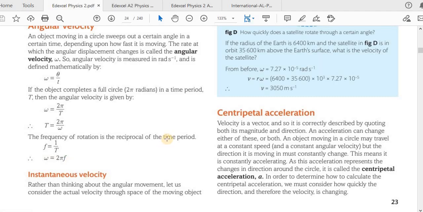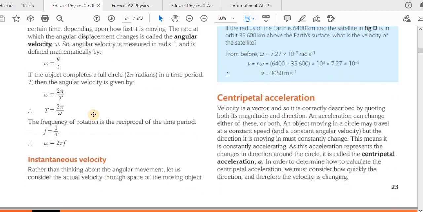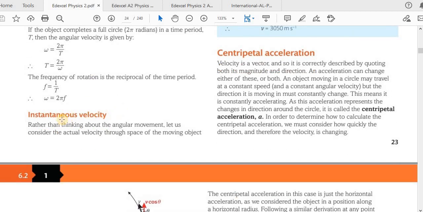Okay, then angular velocity, then instantaneous velocity. So again, from the name itself you can figure out what this is. Instantaneous. Instant means at that moment. So the velocity at that moment is called the instantaneous velocity. Now the magnitude of velocity is speed, so we can also have instantaneous speed.